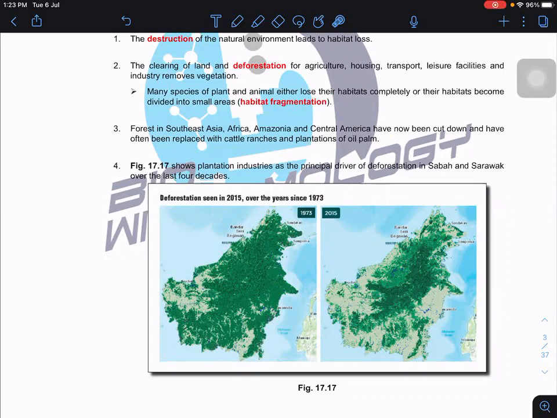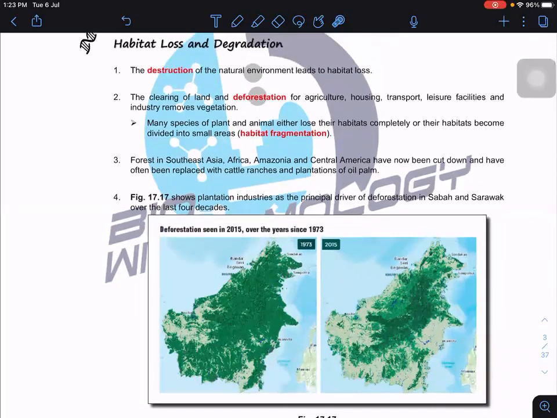Sometimes you may see that many species of plants either lose their habitat completely, or their habitat becomes divided into small areas, what we call habitat fragmentation. So what is the problem when we talk about habitat fragmentation? For example, let's say this is the original habitat, so they are free to move.